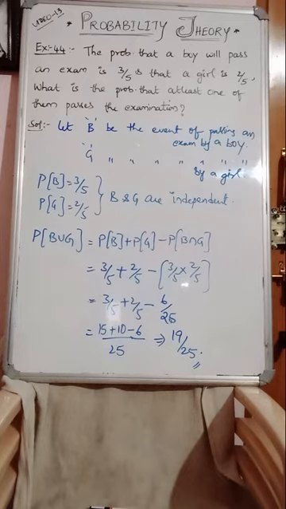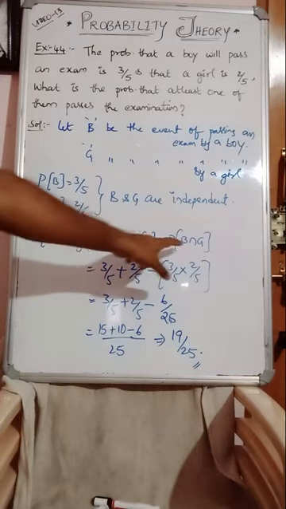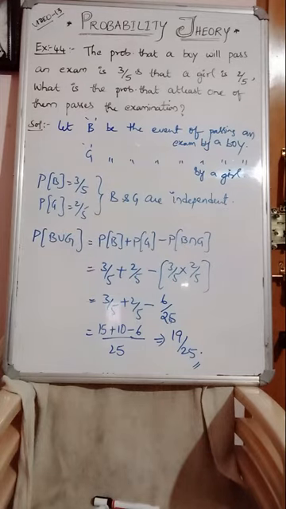Are you clear, guys? So let B be the event of passing an exam by a boy and G be an event of passing an exam by a girl, and both the probabilities are given, P of B and P of G. As you all know that B and G, boy and girl, are totally independent events. And P of at least one of them passing the exam, P of B union G equals P of B plus P of G minus P of B intersection G.